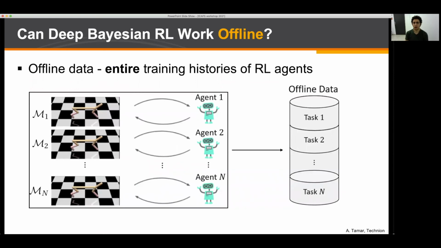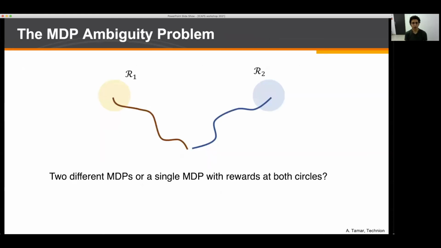So VariBAD is an online algorithm. What we ask is whether it can work offline, where we only have data of training histories of RL agents. There is an inherent problem here that we call MDP ambiguity. And here's the thing. Let's say we had two trajectories in our data, one with reward at the left circle and one in the right blue circle. How can you tell from these two trajectories whether there are actually two different MDPs with one reward at each position, or just one MDP with rewards at both positions? If you can't tell that from the data, there's no way that you can effectively infer which MDP you're in just from this data alone. This is a difficult problem, and it's unique to this offline Bayesian RL setting.